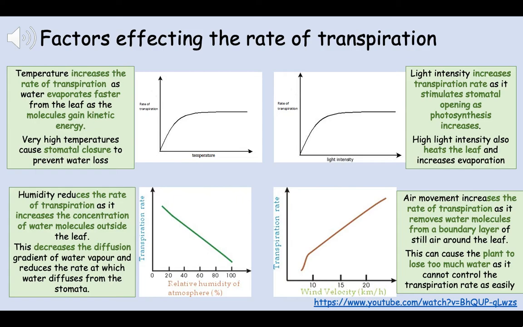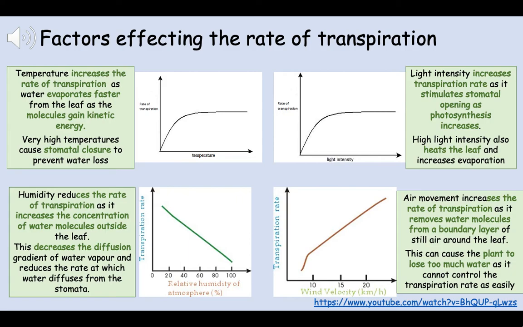from high concentration to low concentration. This means that if there is not a lot of water in the atmosphere, that means that water is going to readily evaporate off the leaf because there's not a lot of water in the atmosphere. So it's going to want to go to that area of low concentration.